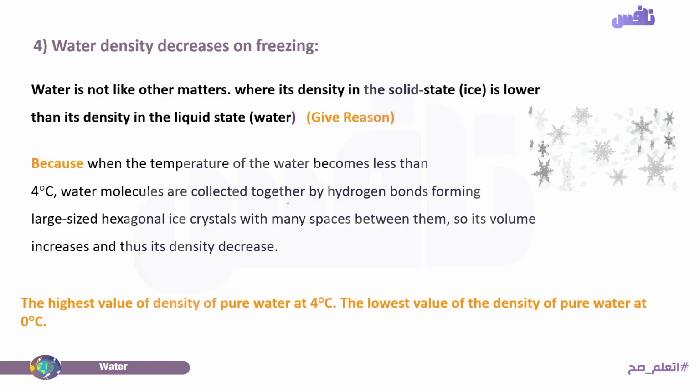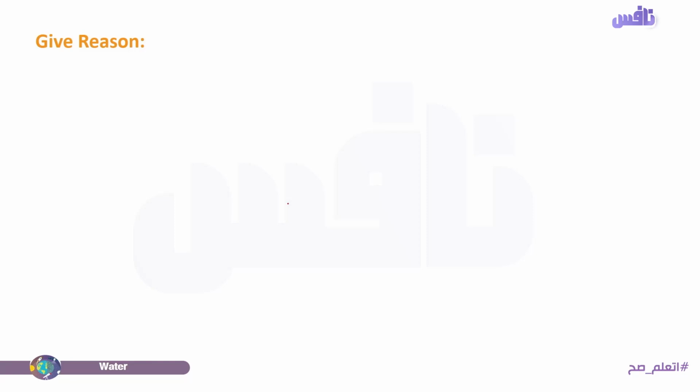The highest value of density of pure water is at 4 degrees Celsius, and the lower value of density of pure water is at 0 degrees Celsius. I have a question. Number 1. The ice floats on the water surface.